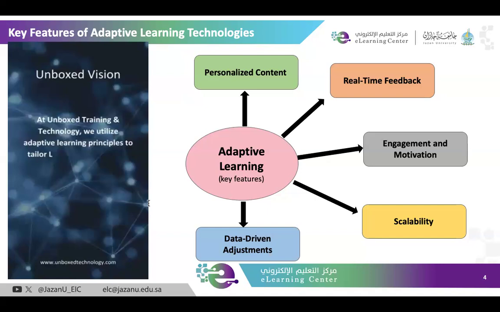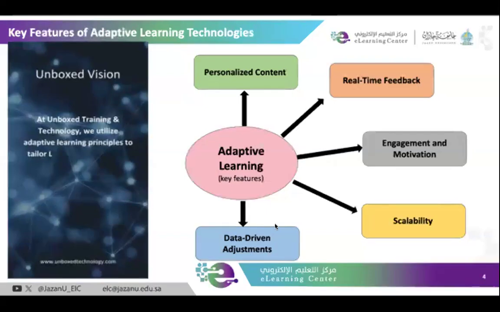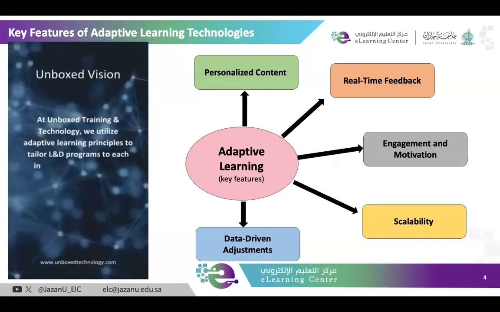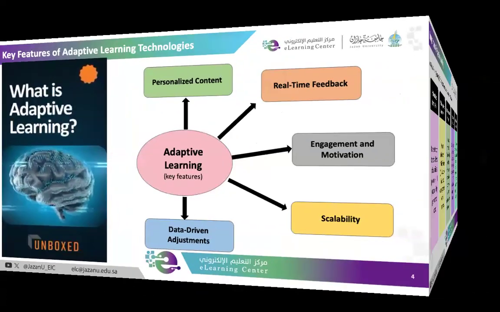Motivation and engagement come from providing a learning experience that is neither too easy nor too difficult. Adaptive learning systems aim to keep the student engaged and motivated. And for the scalability feature, adaptive learning can be applied to various educational levels and subjects, from primary education to professional level training. So these are the different kinds of features which are mandatory and the core part of adaptive learning, to help us understand it.